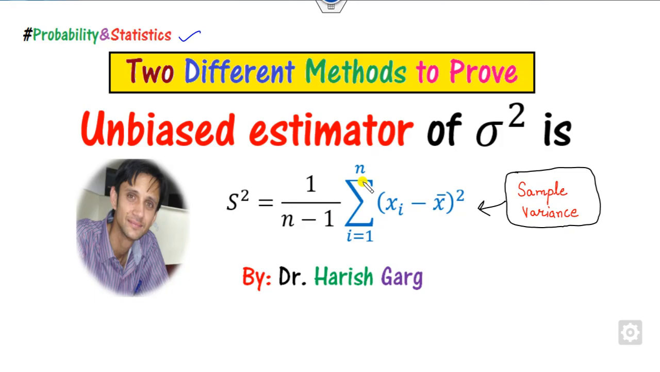Today we will see how you can prove that the sample variance, capital S square, is the unbiased estimator of the population variance. So remember, this capital S square is divided by the degree of freedom. How can you prove that the sample variance is the unbiased estimator? We will see two different methods, and as we discussed in earlier videos, we will see a very simple and brief proof of this.